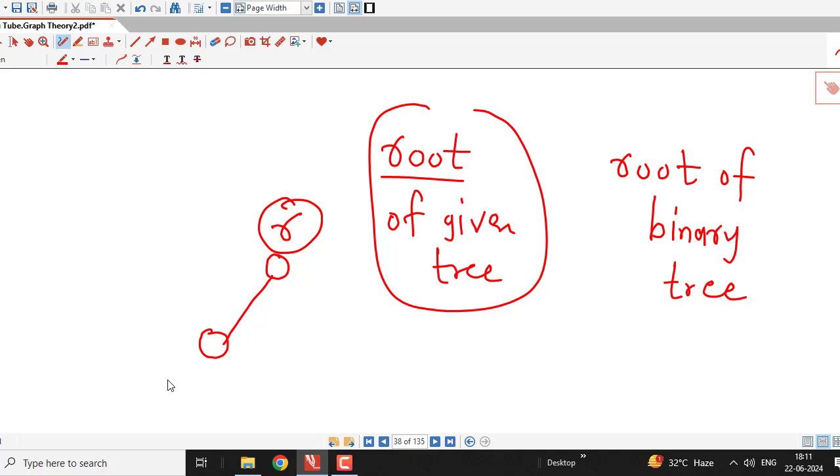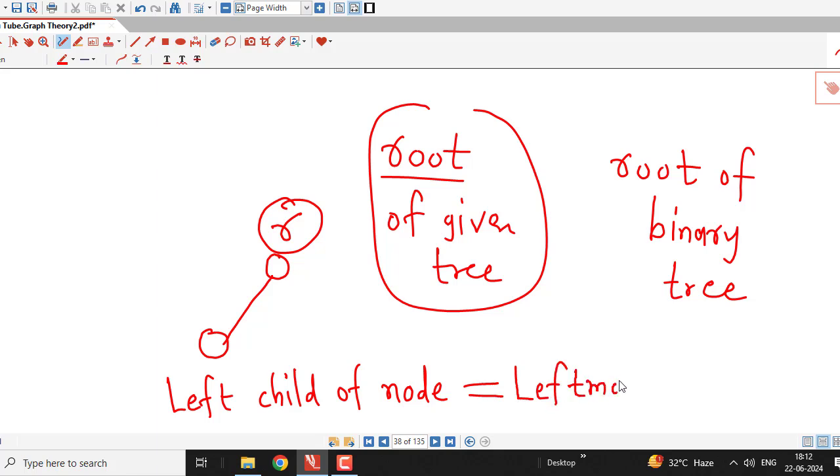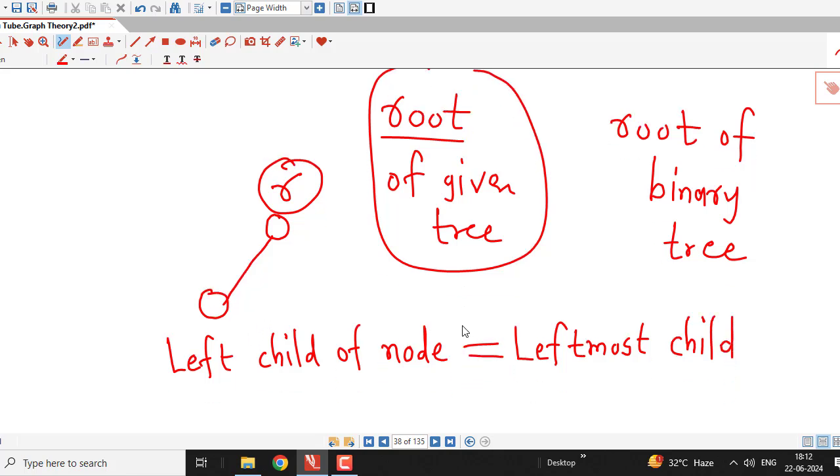The left child of a node in a binary tree will be equal to the leftmost child of the same node in a general tree. And what will be the right child of a node in a binary tree? That is equal to the right sibling of the same node in a general tree.